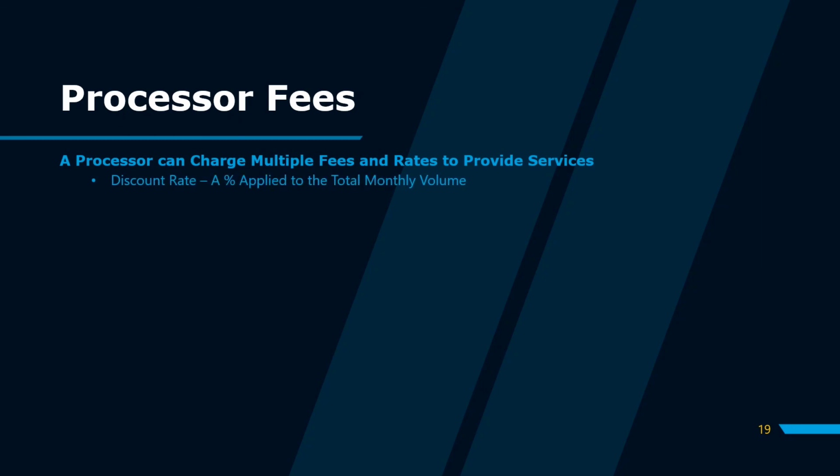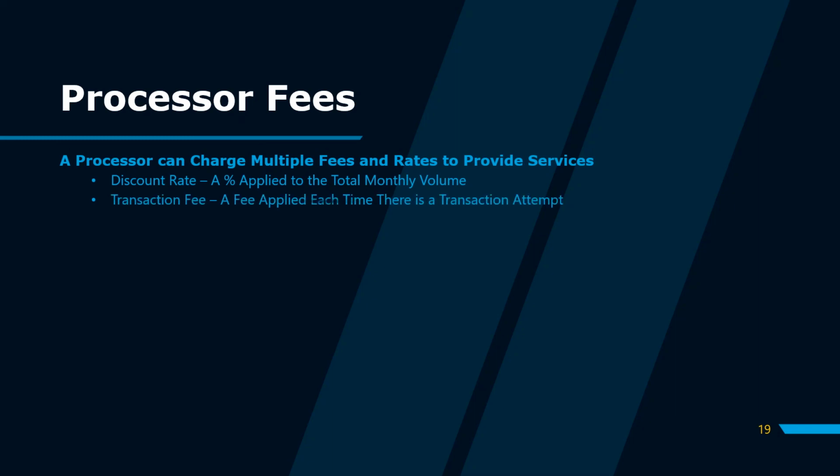Now we'll take a look at the processor fees. Since the card brand associations do not pay processors, the processors must charge something to provide service. And there are multiple rates and fees a processor can charge to provide service, which can include the following. A rate, which is commonly referred to as a discount rate. This is a percentage that is applied to the total monthly volume of the amount that was processed.